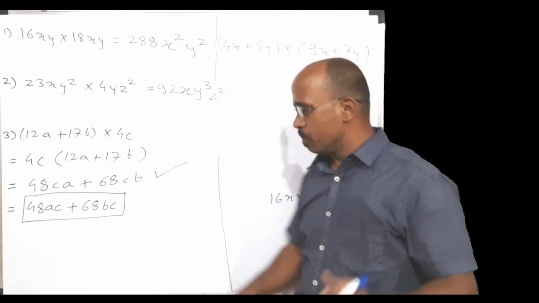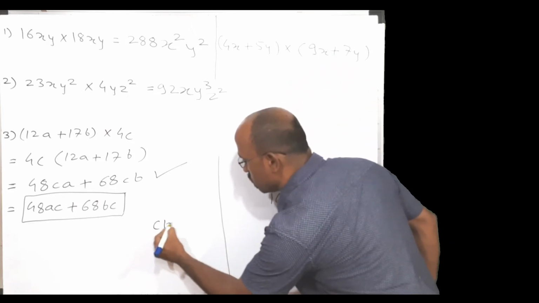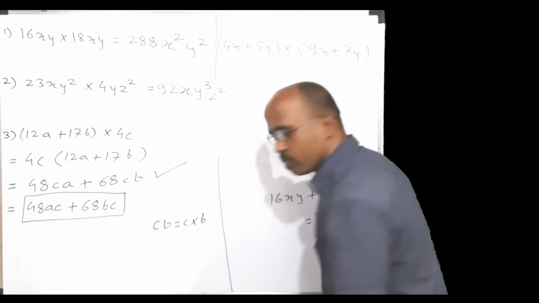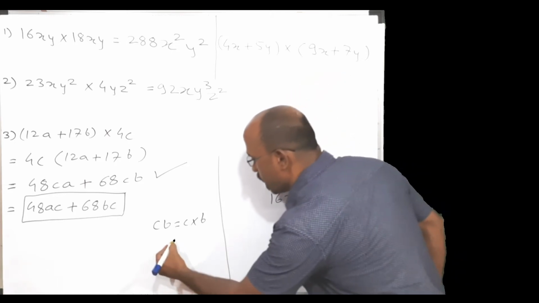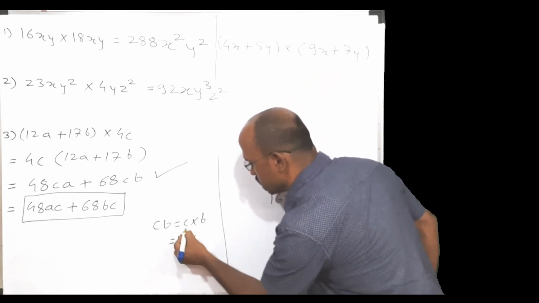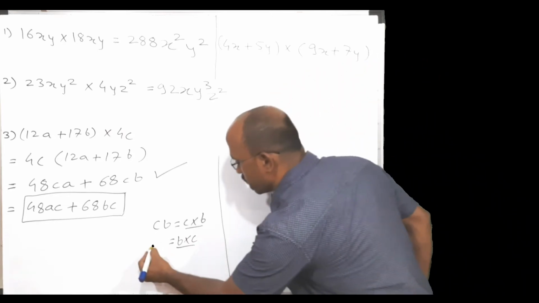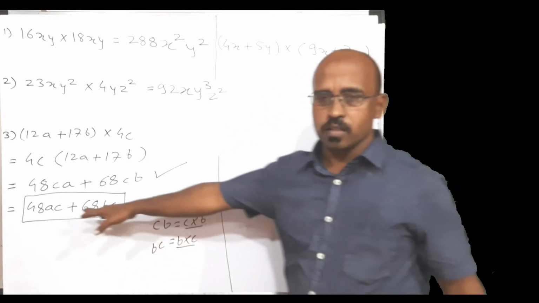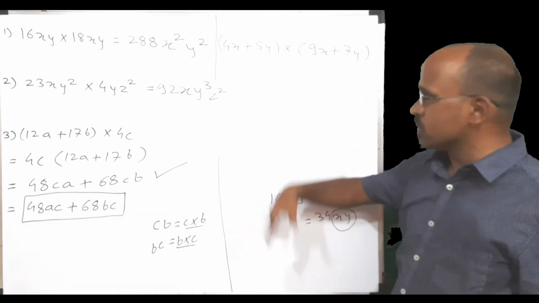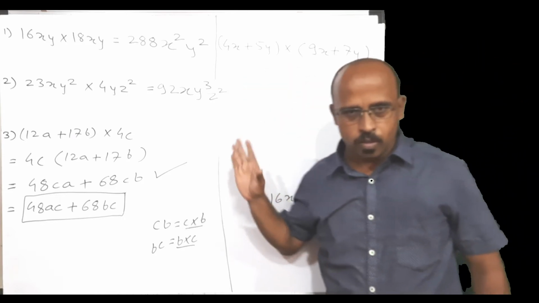Meaning is same, because CB means what? C multiplied by B, and we can write it as B multiplied by C. C multiplied by B and B multiplied by C, both are same, so that we can say BC. Similar is the case with AC also. Let us see the fourth and the final example of this video.